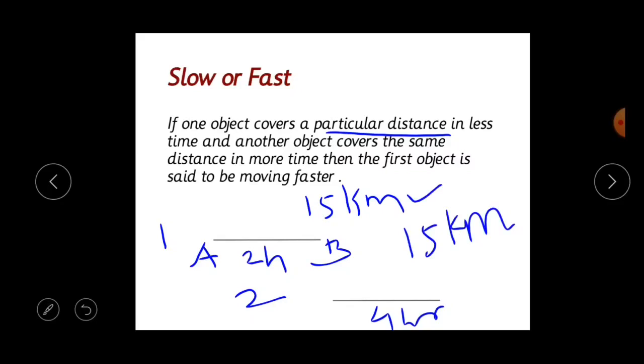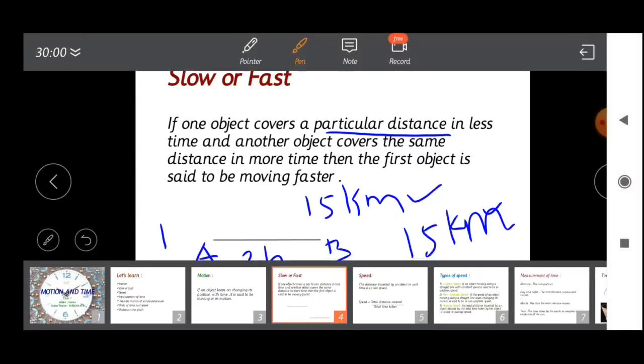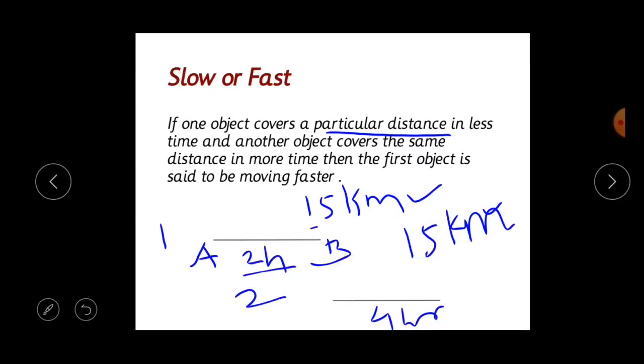See here, the distance is same, isn't it? So here one object covers a particular distance in less time, that is in 2 hours. In 2 hours it completes 15 kilometer. So in another object, it covers the same distance, that is 15 kilometer from here to here, but it took lots of time. It takes 4 hours. So that object is said to be slow.